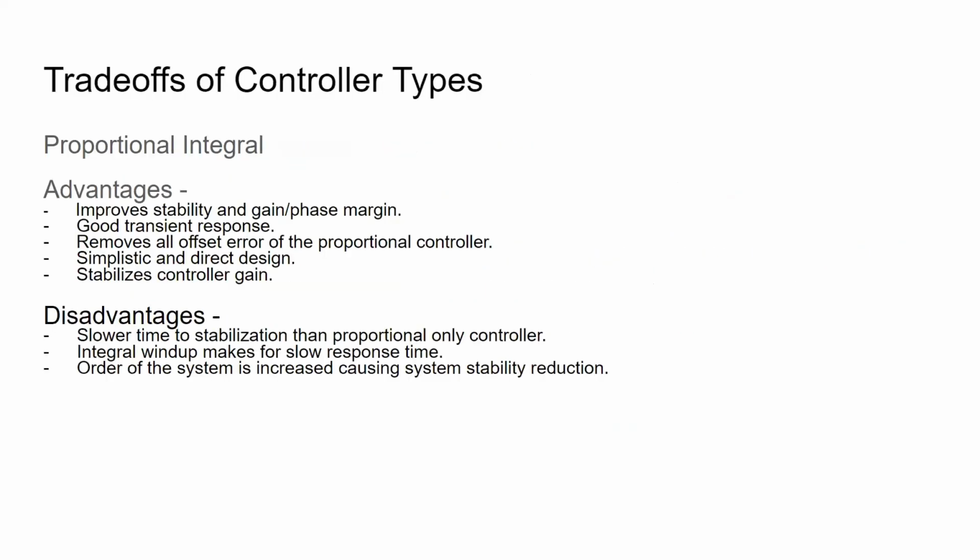So the advantages of the proportional integral controller were that it improved stability and raised phase margin, gave good transient response, and also removed all offset error of the proportional controller and stabilized the controller's gain. The trade-off, the disadvantage, was a slower time to stabilize than the proportional only controller, and then integral windup makes for slow response time. The order of the system is increased, causing a reduction in system stability.